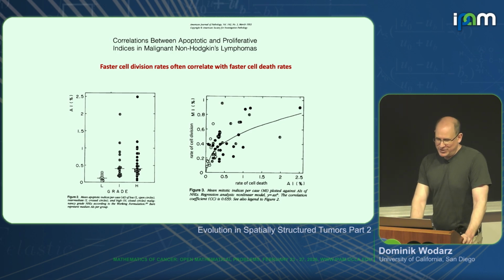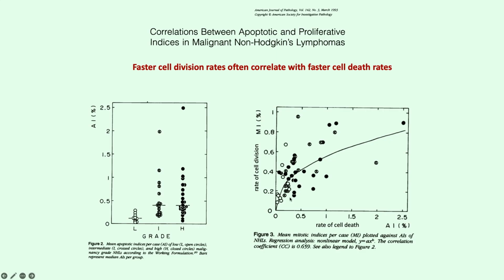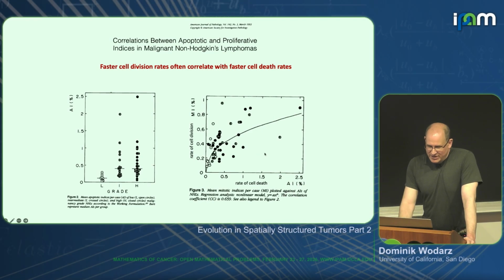Now, I want to concentrate on a particular type of mutant that is found in all sorts of walks of life. If you look at an organism that has a higher birth rate, it often comes with a higher death rate. This happens in the field, in animals, but it also happens in tumors. Since we're talking about cancer here, I'm showing some data from non-Hodgkin's lymphoma. This is the rate of cell death, and here's the rate of cell division, essentially mitotic index versus apoptotic index. And you can see a clear correlation going on. So there are certain mutants that have both a higher birth rate and a higher death rate.